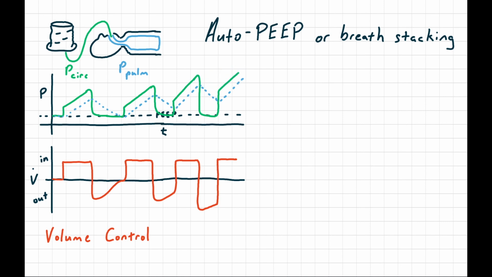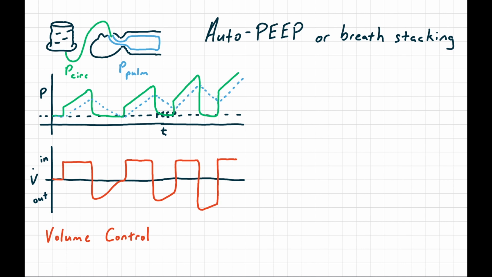So this is what is known as auto-PEEP, because even though you think your positive end expiratory pressure is down here, which is true for the circuit pressure, unlike in a well-formed breath, the pulmonary pressure hasn't gone down to reach the set PEEP by the end of expiration. So your auto-PEEP is the difference between what you set your PEEP to and what your actual end expiratory pulmonary pressure is.